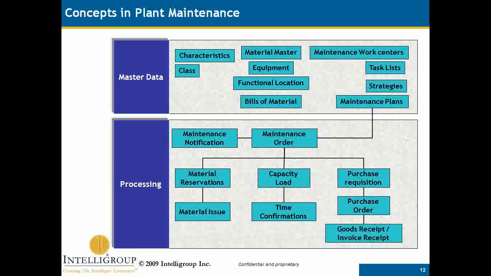In plant maintenance there are three types of bill of materials. One is the functional location bill of material, specific to the functional location. Another is the equipment bill of material, specific to that equipment only. And the material bill of material is applicable for any equipment or any functional location. It is called the material BOM.